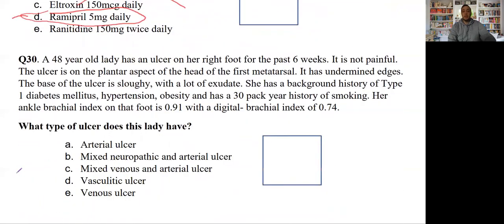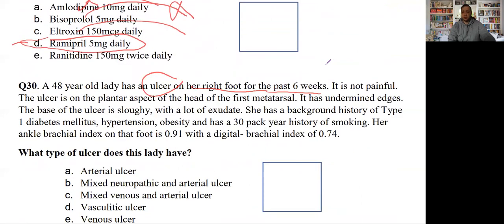Question number 30. A 48-year-old lady has had an ulcer in her right foot for the past 6 weeks. So it is a chronic ulcer in the right foot. It is not painful, so it is a painless ulcer. The ulcer is on the plantar aspect, in the sole of the foot, at the head of the first metatarsal. It has undermined edges, and the base of the ulcer is sloughy with a lot of exudate. So it seems to be an infective ulcer.